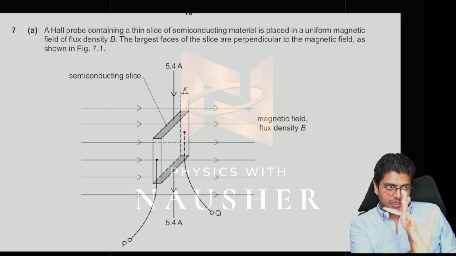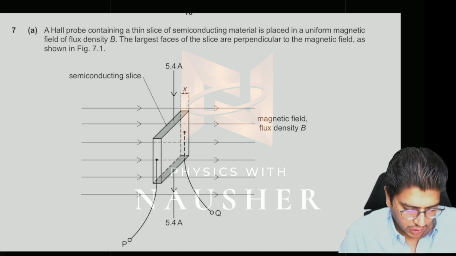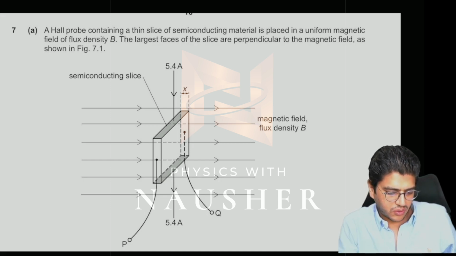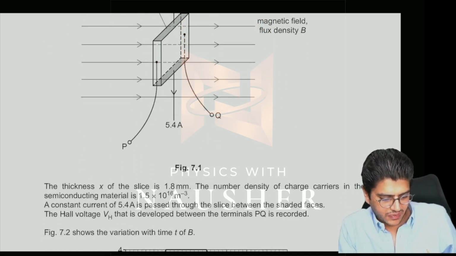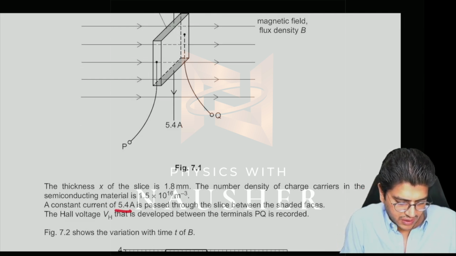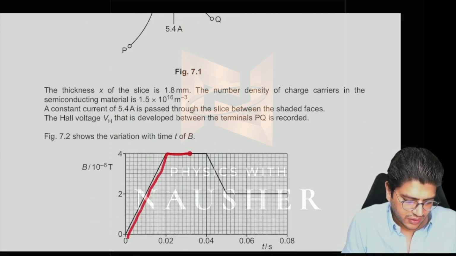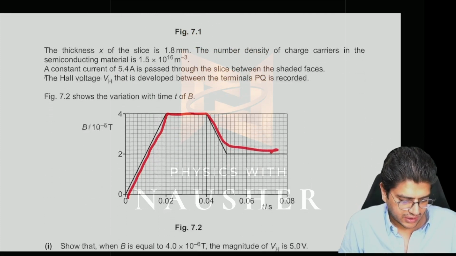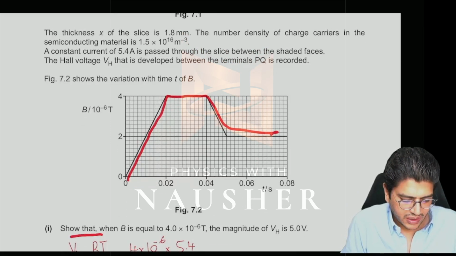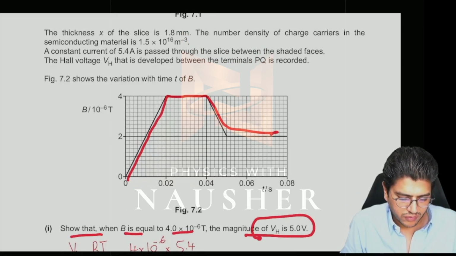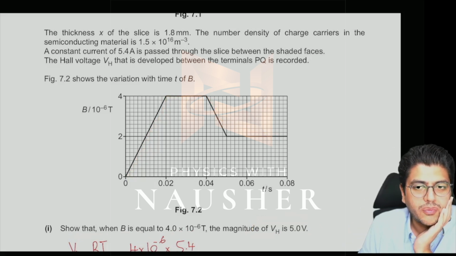So you have a semiconducting slice, that's the material of the Hall probe, and the current in the Hall probe is 5.4 amperes. And they're saying that you get some Hall voltage. This is the current, these are the charge carriers, and this is the magnetic field, how the magnetic field is changing. So show that B is equal to this when Hall voltage is this. So you need to know the formula for this.